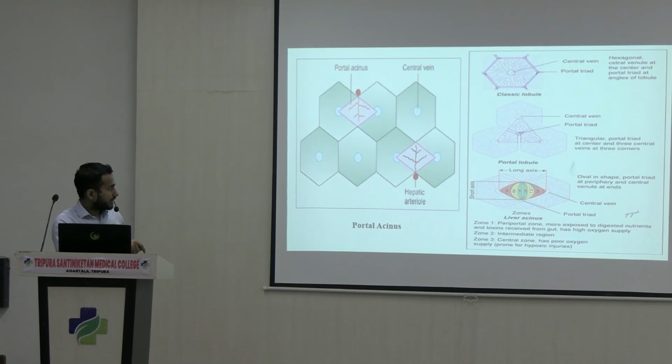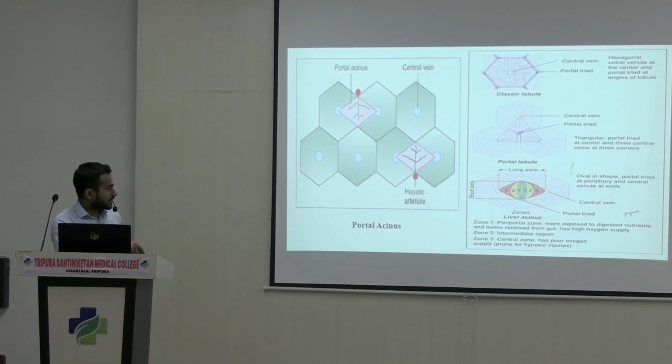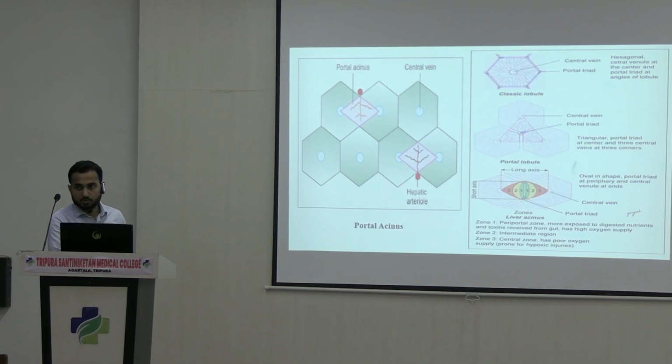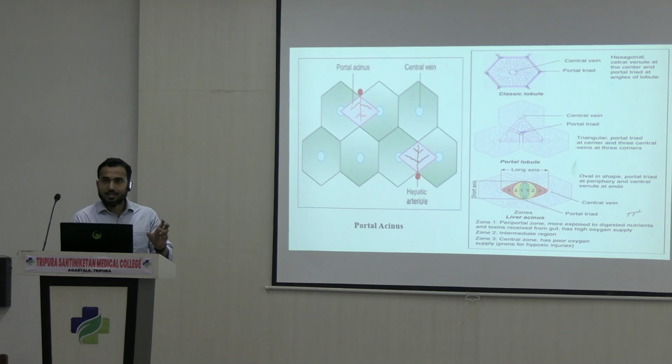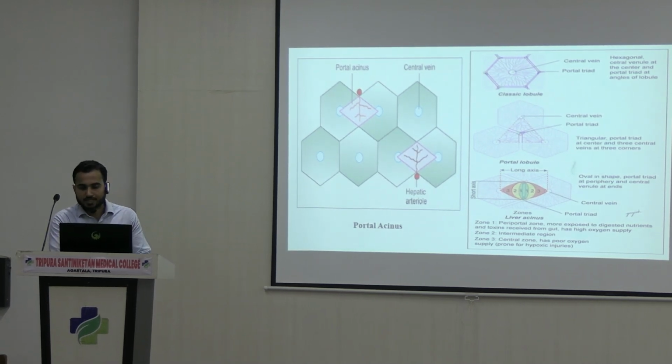This is zone 1. Next, if you go to zone 2, it is intermediate, and zone 3 is the central zone, which has poor oxygen supply. So I am talking about this central zone with poor oxygen supply. Okay, and it is prone to hypoxic injuries. Okay, so this is the clinical significance of these three zones of the portal acinus.